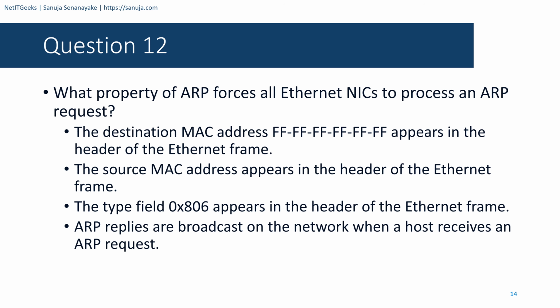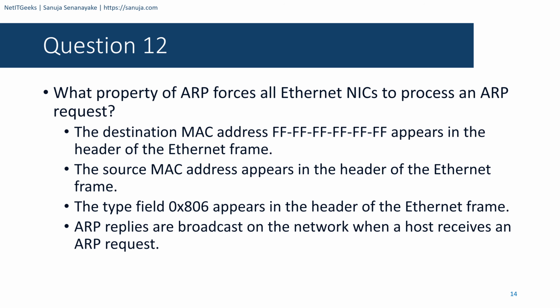So ARP stands for address resolution protocol, and they're asking what property of ARP forces all Ethernet NICs to process an ARP request. The answers include: the destination MAC address having all Fs appears in the header of the Ethernet frame; the source MAC address appears in the header of the Ethernet frame; the type field 0x806 appears in the header of the Ethernet frame; the ARP replies are broadcast on the network when the host receives an ARP request. So what would be the answer to this?